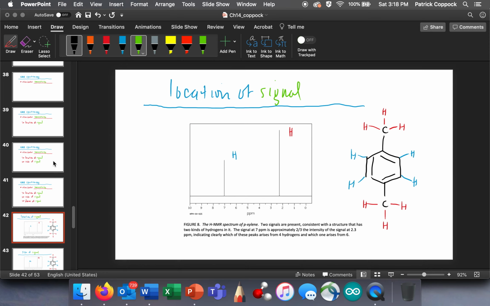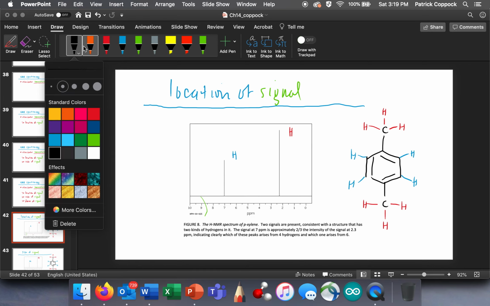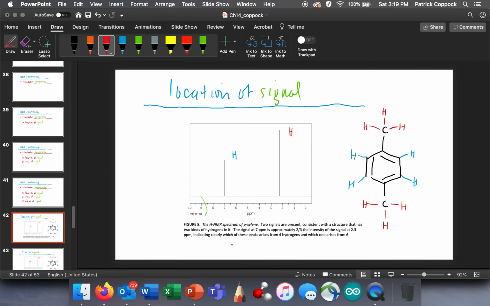So first of all, here's a classic NMR spectrum. It's the NMR spectrum of paraxylene. Okay, so paraxylene. It's got a benzene ring on it, and it's got a methyl group over here and a methyl group over here. Now there are two signals present, and this is consistent with paraxylene.